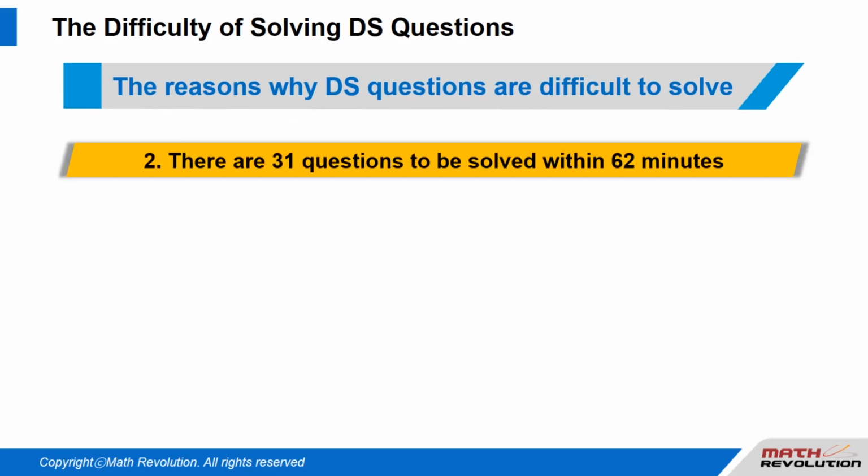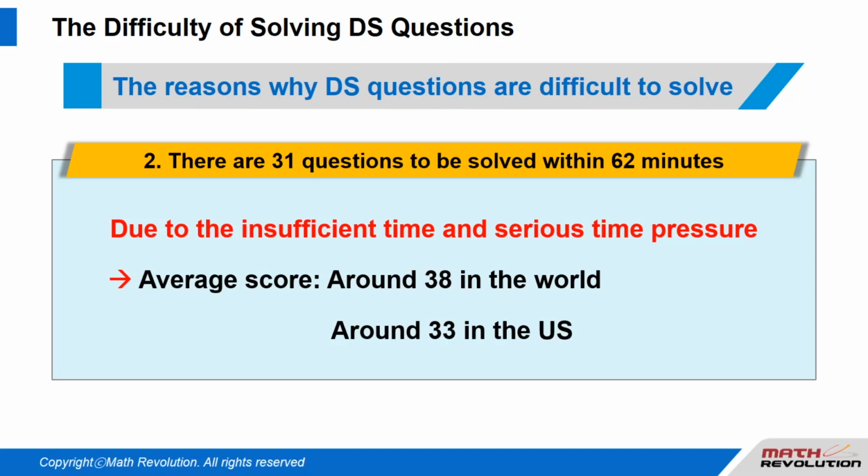The second reason is that there are 31 questions to be solved within 62 minutes. It is not easy, even for students with a strong math background, to finish the exam within this time frame. Largely due to this insufficient time, the average score of the GMAT math remains around 38 in the world and 33 in the US. You are going to experience serious time pressure. It might feel like time flies when taking the GMAT exam.